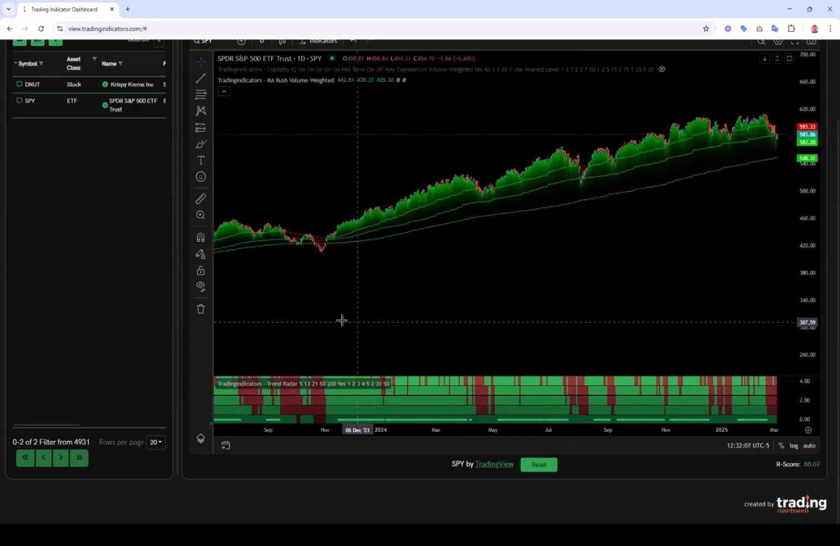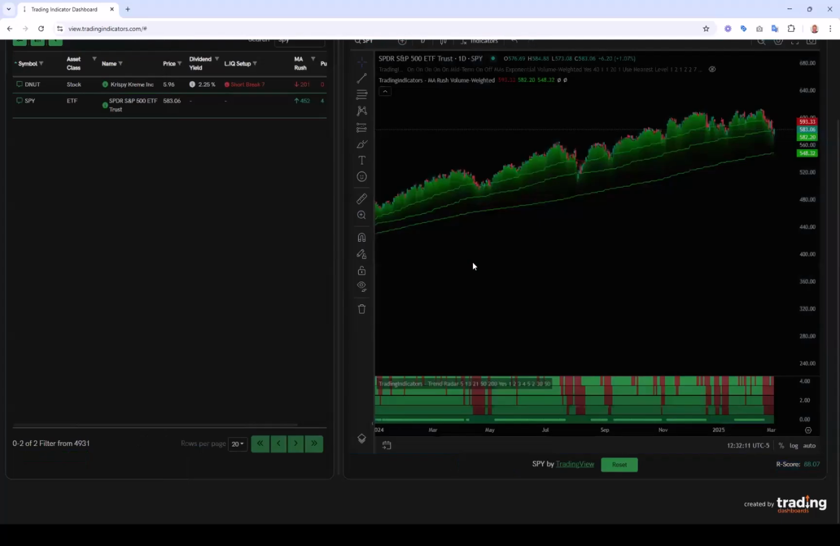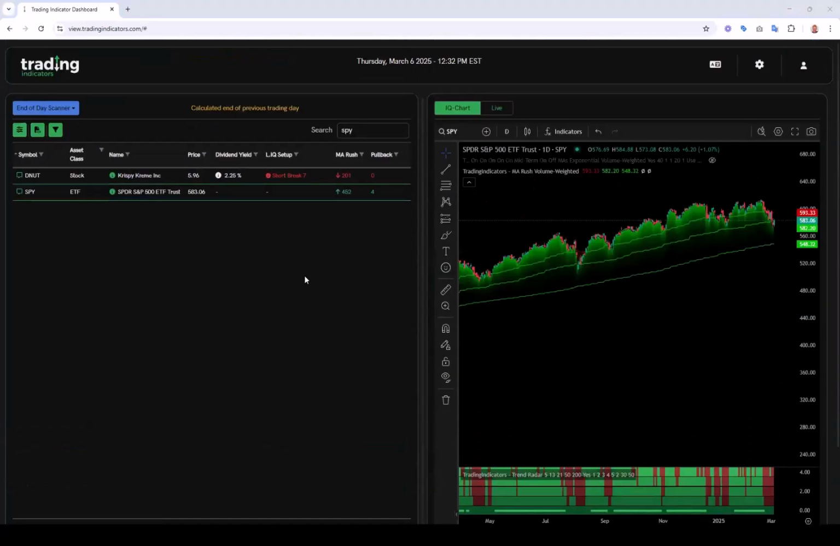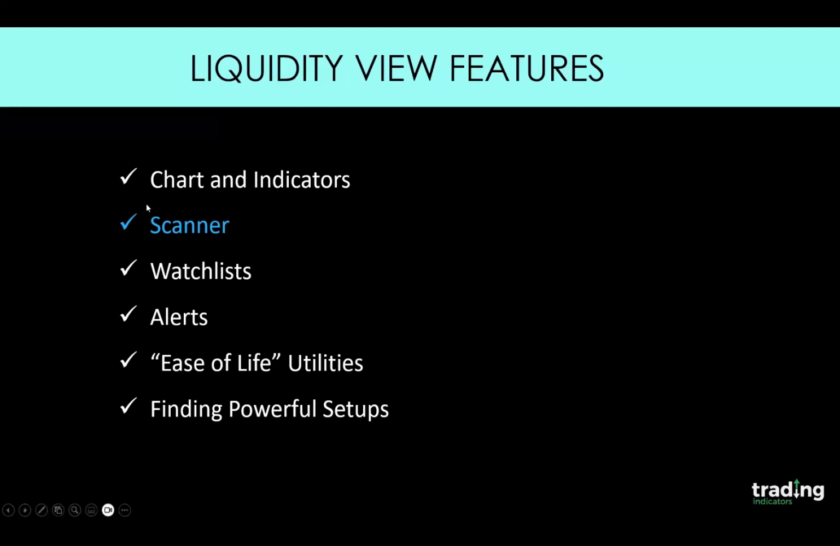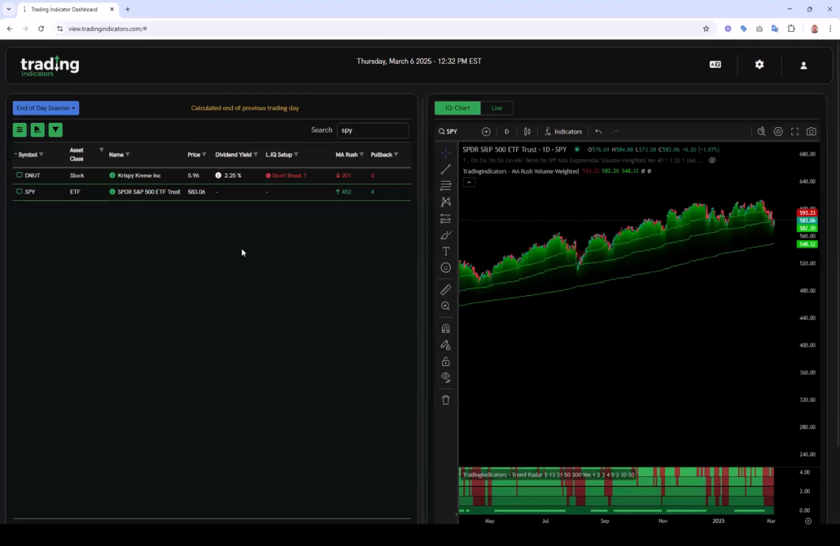Okay, so now let me quickly go back to my slides because now we're going to explain to you the second key feature of the dashboard. Actually, there's one more thing I wanted to mention, which is the difference between our IQ charting and live charting. Forgot about this one. So quickly, one more time, back to the dashboard.